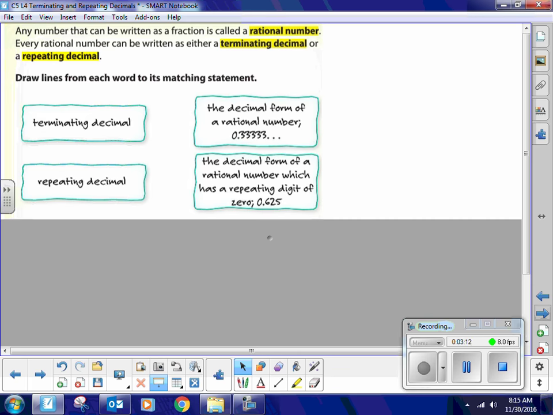Now I don't really like how that could be slightly misleading, okay? But what they mean is something like this. Okay, sorry about that. All right. So a terminating decimal, all right, is the decimal form, which I'm going to tell you right now, it's this one. All right. The decimal form of a rational number which has a repeating digit of 0. That means this. Right? You can put as many zeros behind this as you want. That's what they mean by that. I don't like the way they define that.